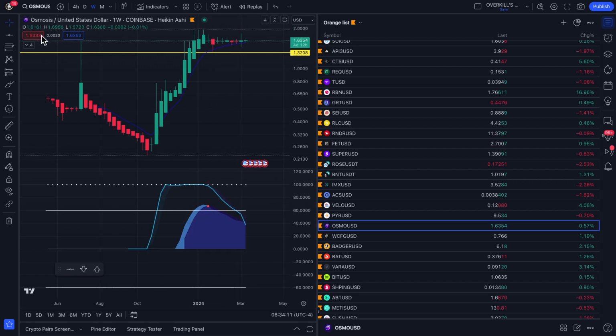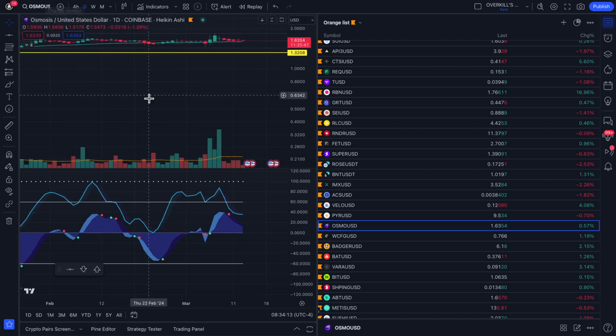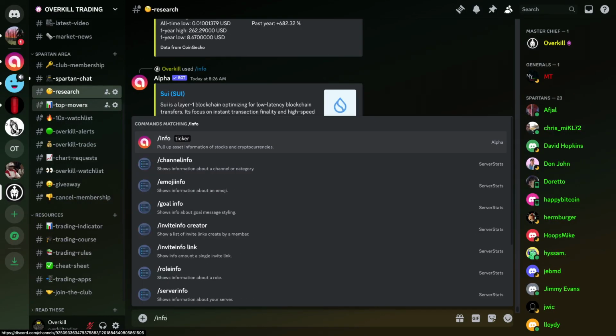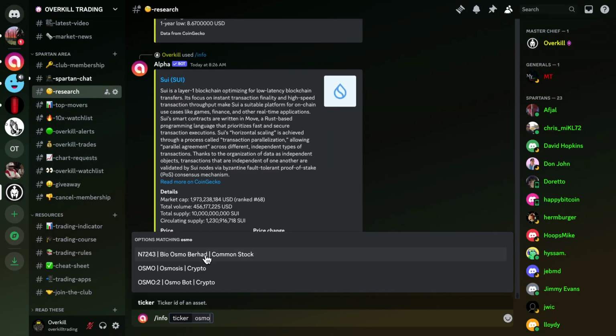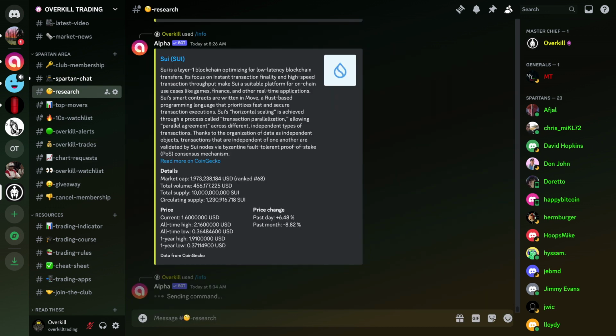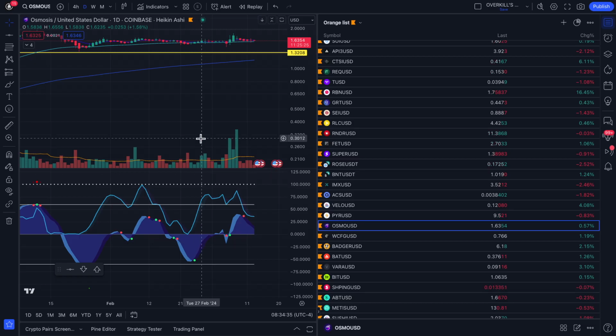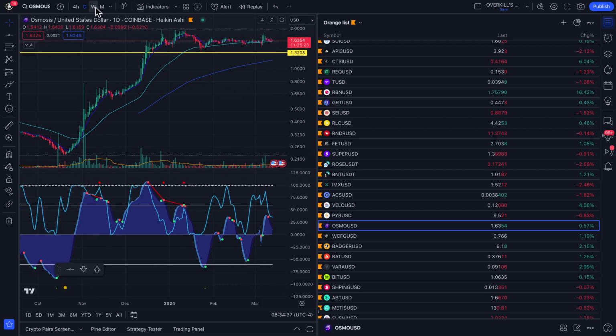Osmo. Wow, that's a big consolidation phase right there. What does this one do again? OSMO. Osmosis is what this one's called. It's a DEX for IBC connected coins built on the Cosmos. I believe Cosmos is Atom SDK. It's a $1 billion market cap. Jeez. Okay, but that's just putting in a big bull flag.